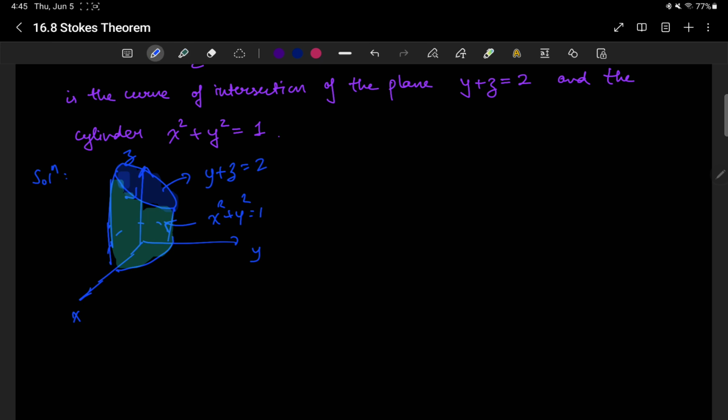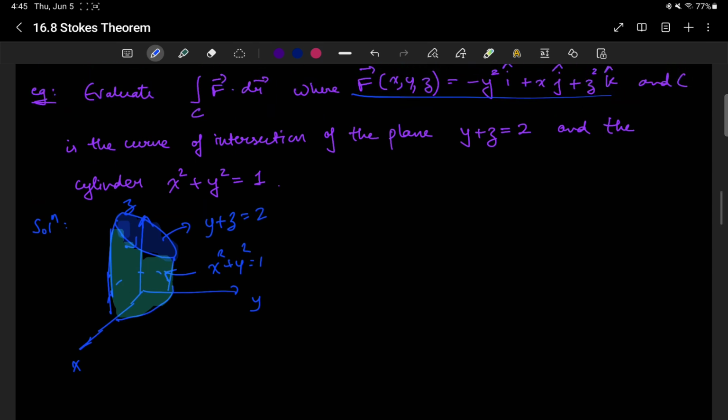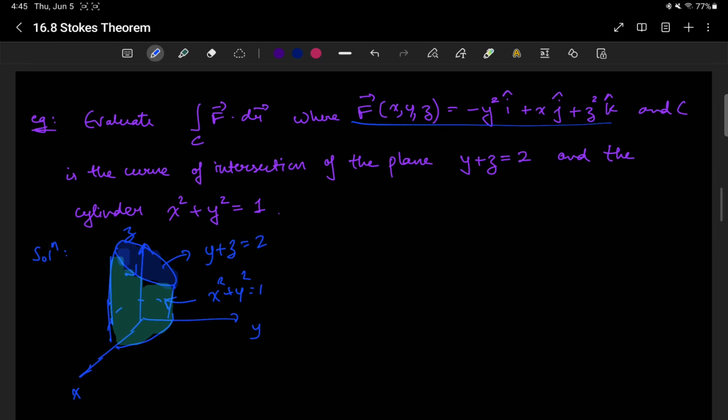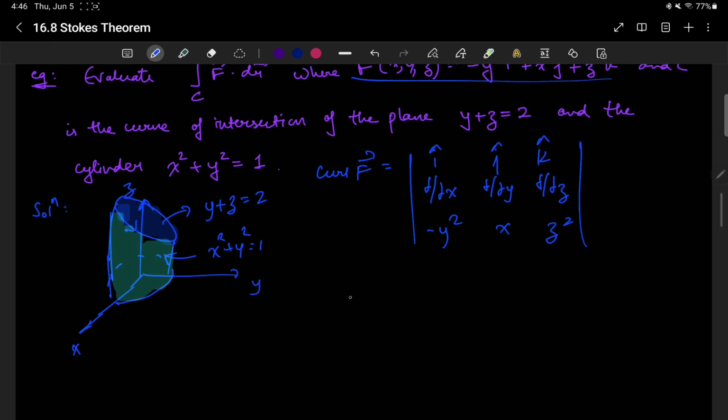Okay, so we can find the line integral directly as well. But let's see, maybe the curl is something simpler, right? So recall finding the curl requires i, j, k, the partial operators in each x, y, and z direction, and their corresponding components. So what do we have?